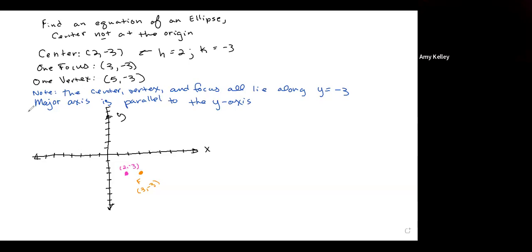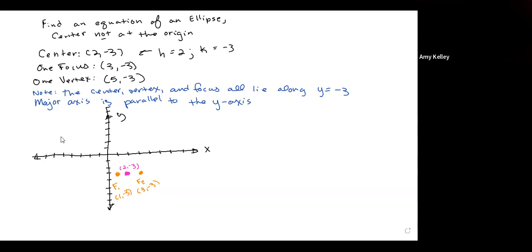So the center, and drawing's not perfect here, but it's at x equals 2. And the focus is at x equals 3. So that means that it's 1 unit to the right. The other focus will be 1 unit to the left. So that is, the other focus will be at 1, -3. So I'll label this one F1 at 1, -3, and I'll just call this one F2.